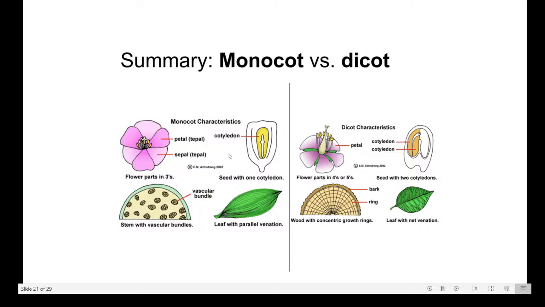Here you can see the seed with one cotyledon. Here you can see two cotyledons. The dicot flowers have 4s or 5s, while here the flowers are in 3s. The dicot plants have a net-veined system. They don't have a parallel system.